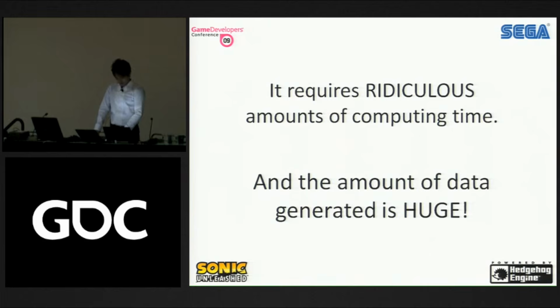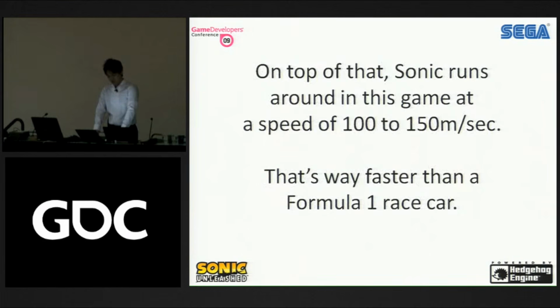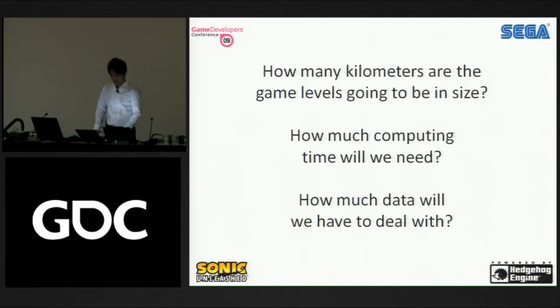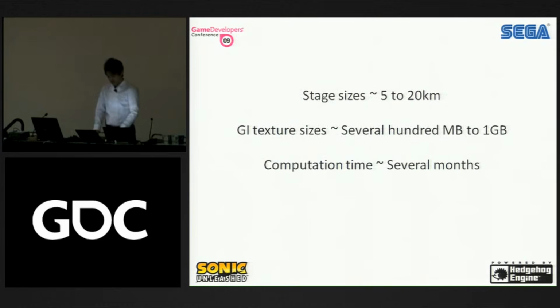Before we started doing GI, we knew this would be the case. But it just takes so much time to compute this because the data generated is huge. In addition, Sonic runs around the space at a speed of about 100 to 150 meters per second. He's actually faster than Formula 1.